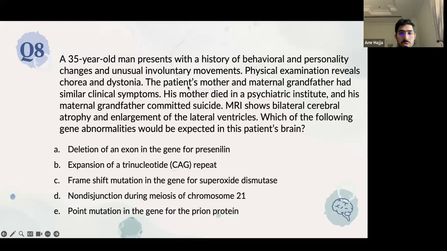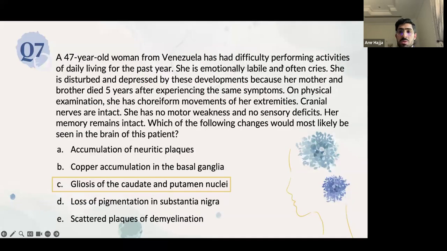And now let's go back to our questions. Here we have, let's see this patient. This is a 47-year-old woman, 30 to 50. Okay, 47, we can consider this. She's emotionally okay, and on physical exam, her mother and brother died 5 years after experiencing the same symptoms. So now we have the age, and now we have positive family history of similar symptoms. And then we had the choreiform movements of her extremities.